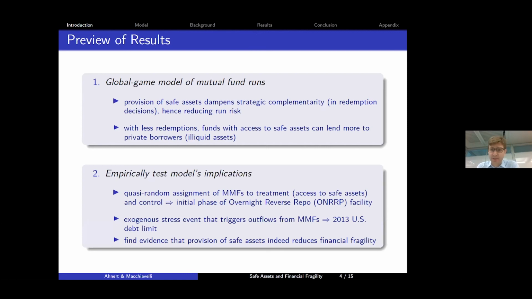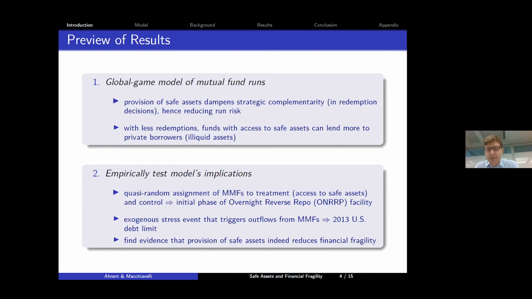And in the second step, we take the model's implications to the data by looking at an empirical laboratory around the end of 2013. We use both the US debt crisis episode at that time and the rollout of the overnight reverse repo facility of the Federal Reserve. And I should say that these are just Marco's and my views and not the views of any of the institutions we are affiliated with, which I forgot to mention on the first slide.